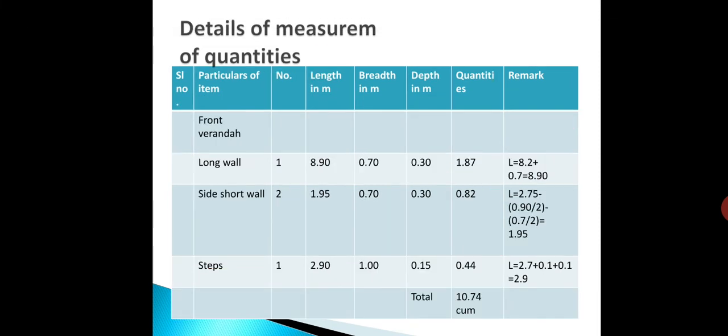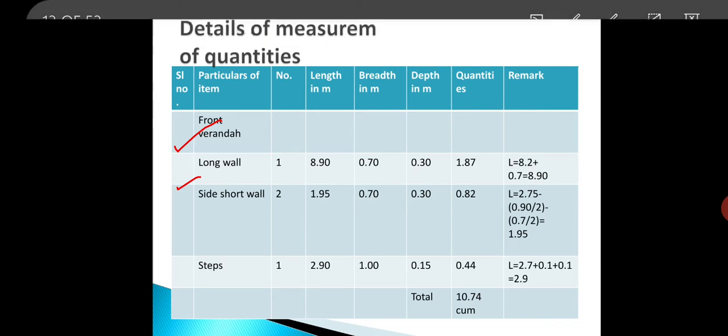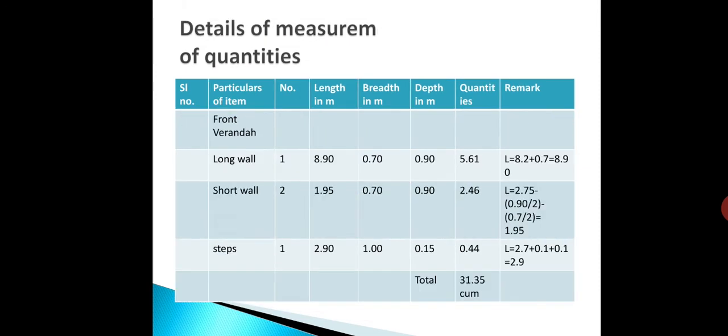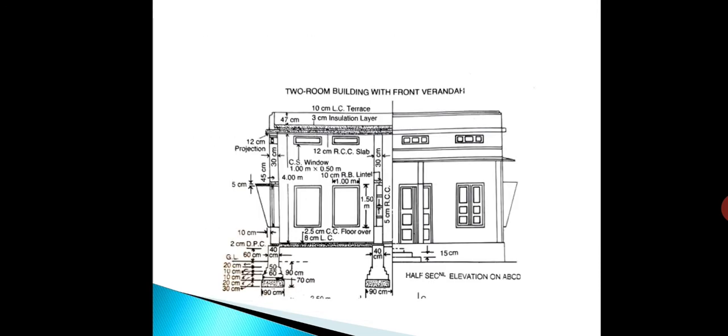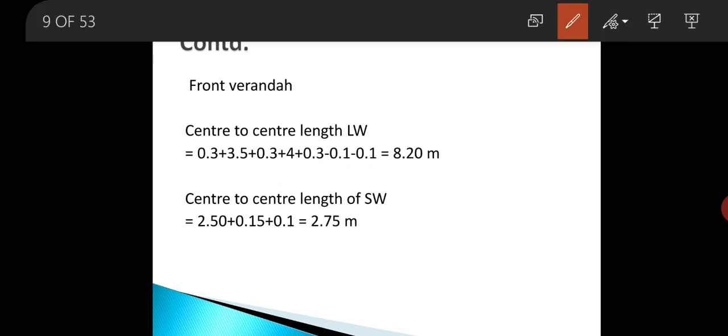Next, we will move to the veranda. Write down front veranda, long wall. So for veranda, the center to center length of long wall is 8.20 meter. And center to center length of short wall is 2.75 meter.